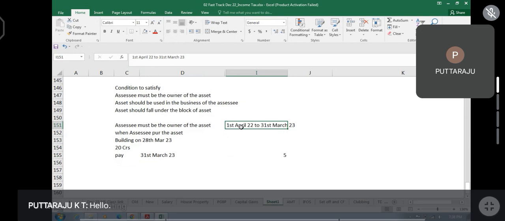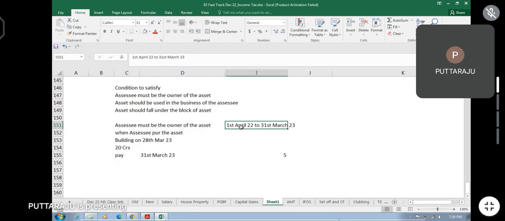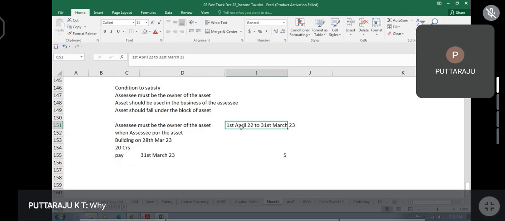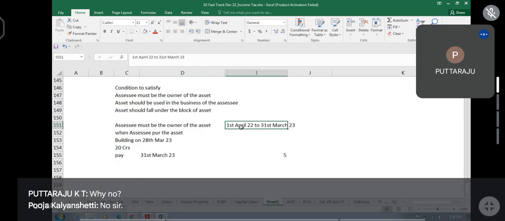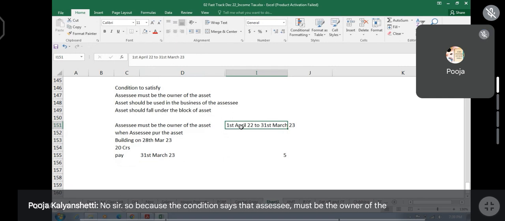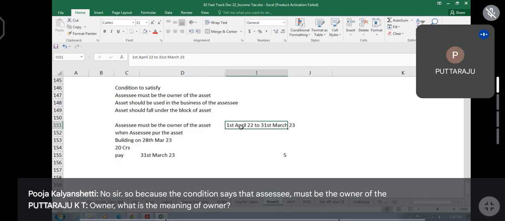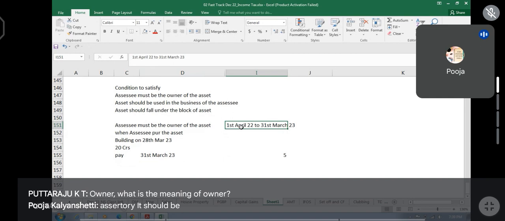Hello? Depreciation on the said building which is not registered in your name. No, sir. Why no? Because the condition says that the assessee must be the owner of the asset. Owner means, what is the meaning of owner? It should be registered in the name of the assessee.